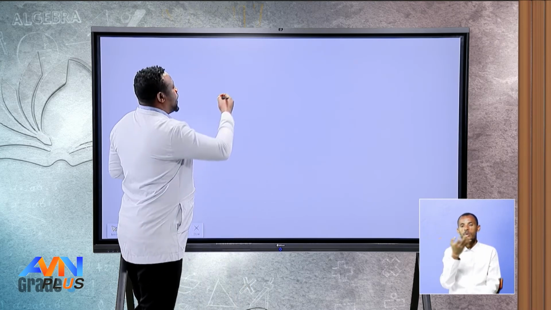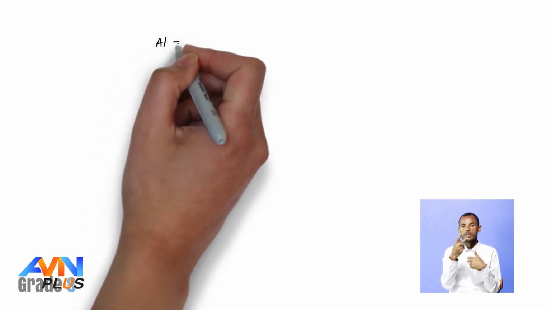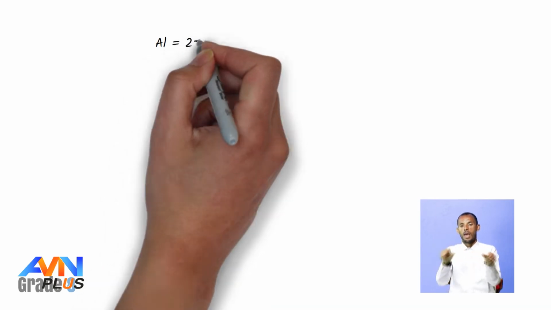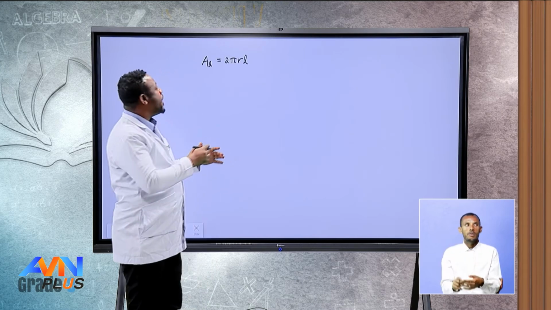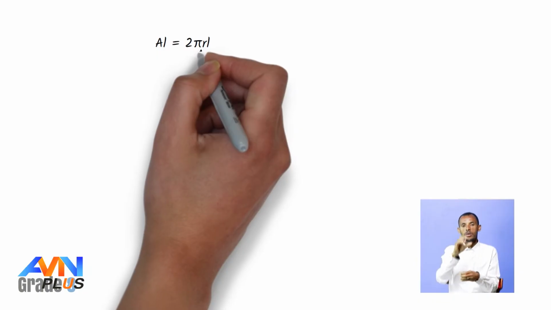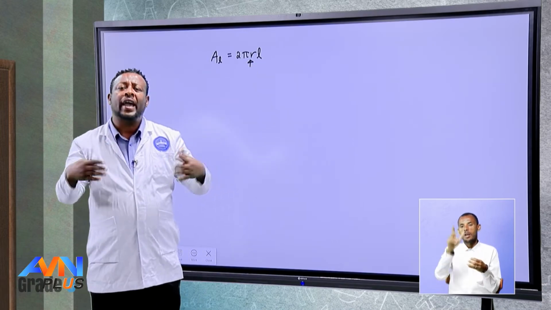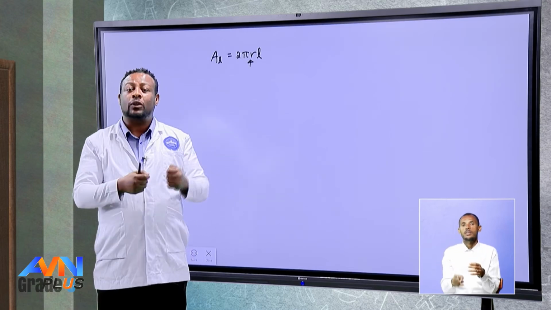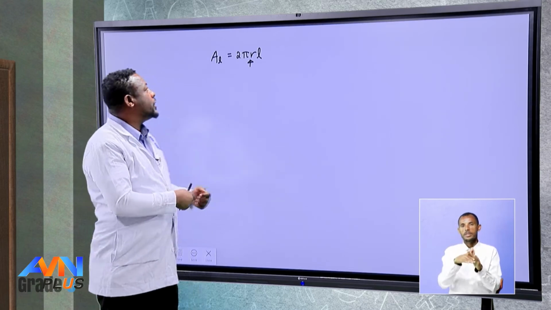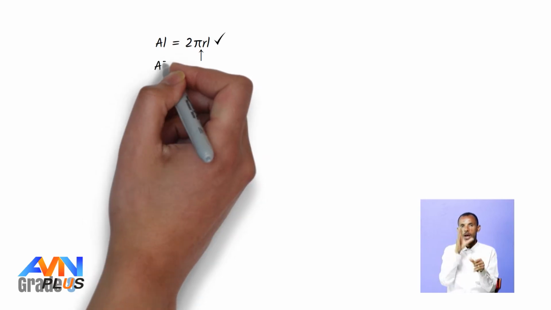Well, in a cylinder, we have seen the lateral surface area of a cylinder is given by the formula 2 pi r L. This is the formula for a lateral surface area of a cylinder, where r is the radius of the circular base, and L, or you can say H, is the notation that we use to represent the height.